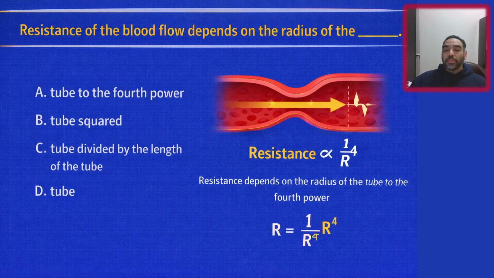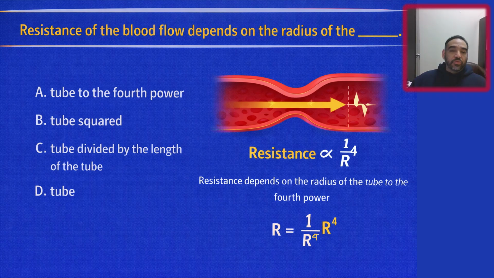The other answer that's incorrect is C. So tube divided by length of the tube. So Poiseuille's law actually says that resistance is proportional to the length divided by radius to the fourth. Right? So length is in the numerator and the radius to the fourth power is in the denominator. And this option mixes concepts incorrectly and doesn't reflect the correct relationship.